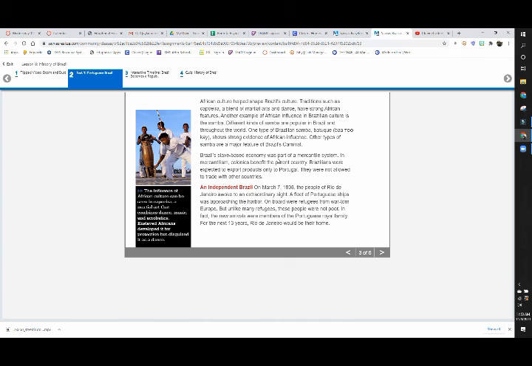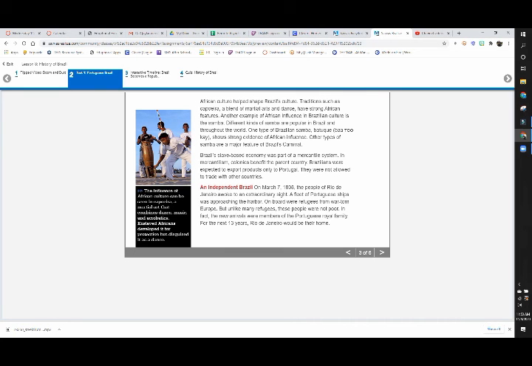Brazil's slave-based economy was part of a mercantile system. In mercantilism, colonies benefit the parent country. Brazilians were expected to export products to Portugal. They were not allowed to trade with other countries. So they were only allowed to trade with Portugal.